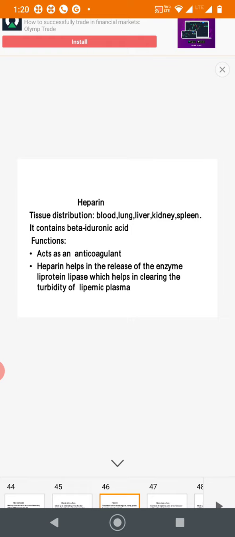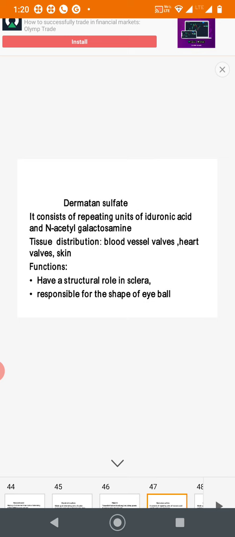Lipemic means that if more triglyceride is there in the blood serum, it appears turbid, lipemic. That is what we call lipemic plasma. If more triglyceride fat concentration is there, it turns whitish, that is lipemic. So what is the function of heparin? It is mainly present in the blood as an anticoagulant. This you have to remember, maybe a one word question. Also it helps in the release of the enzyme lipoprotein lipase, which helps in clearing turbidity of lipemic plasma. Next is dermatan sulfate.